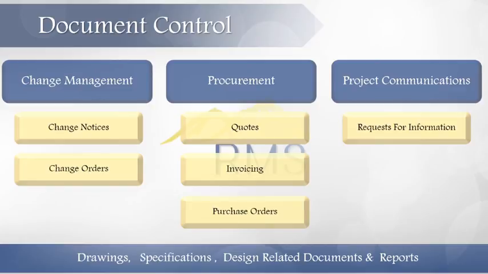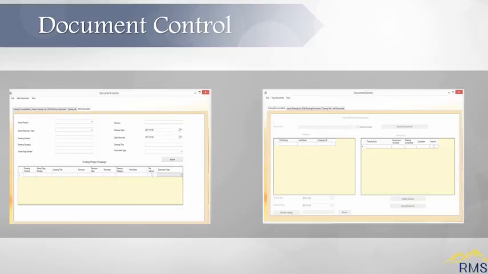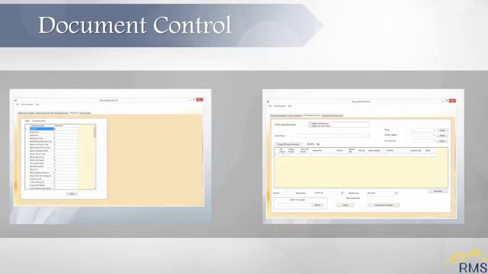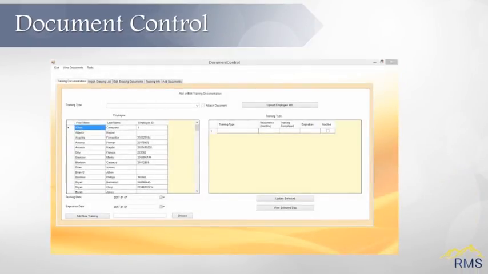Drawings, specifications, and other design-related documents need to be maintained up to date and available for viewing. Material receiving reports need to be created for order closeouts. RMS PCM has integrated into its project management tools all the document control functions that allow a user to generate documents for distribution while saving all data for tracking purposes.